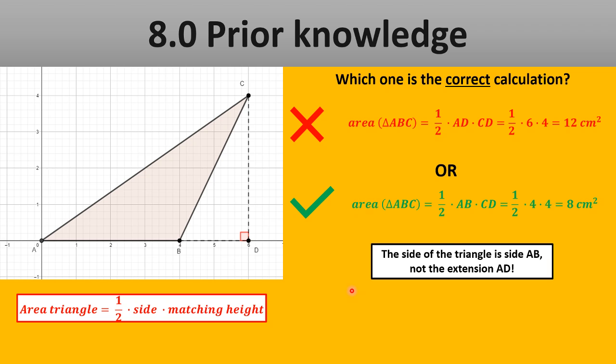Yeah, the correct one is the last one, right? You use the extension to find my matching height, but when I use my formula, a half times sides, yeah, AD is not a side of a triangle, at least not of the triangle which I want to calculate. So I have to use the side AB and then just the height that I found right here. So 4 times a half, right? Don't forget the times a half, please.